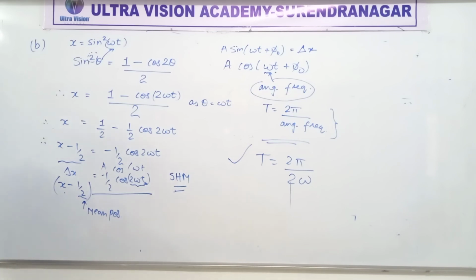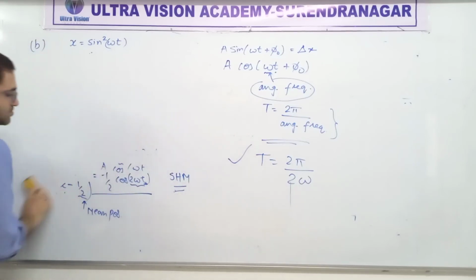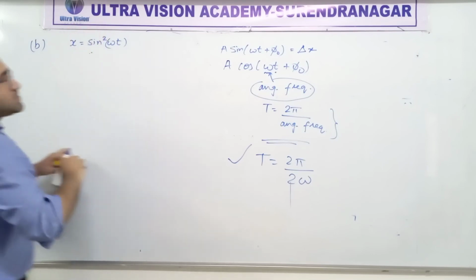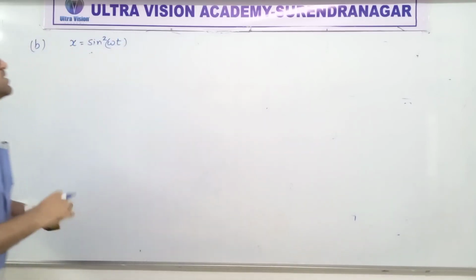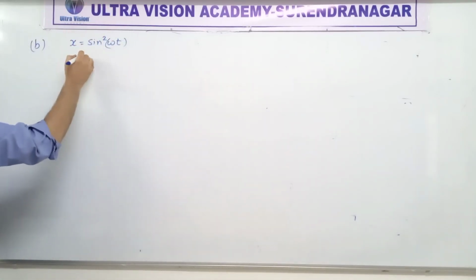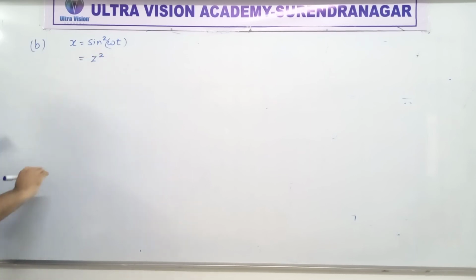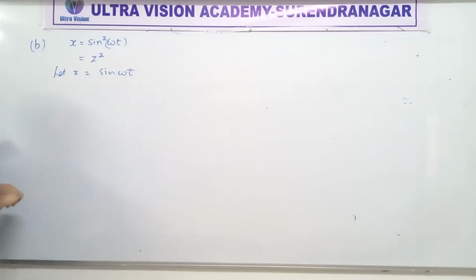Well, so this is one method. I'm going to erase this very quickly and we'll do the other one. So the other one is writing this as, let's say, z square. First of all we write this as z square. What is z? z is sine omega t.